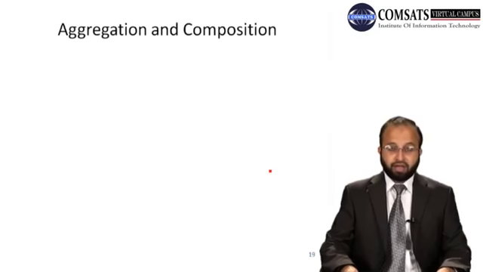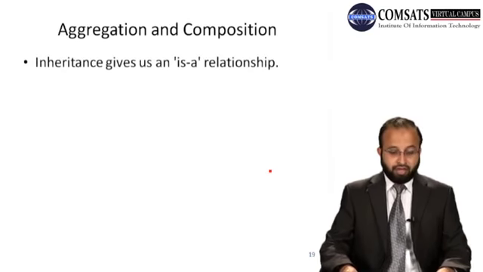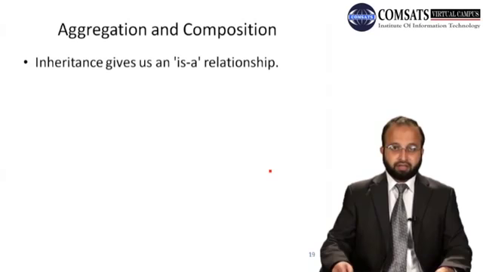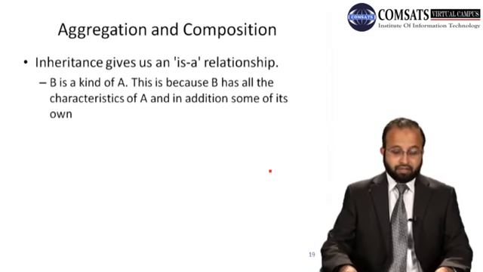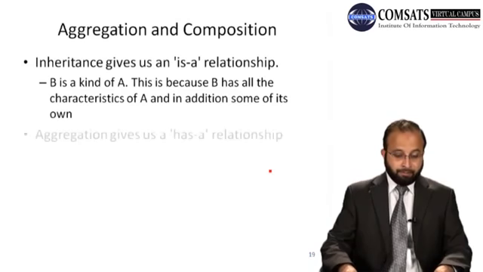Now let's come to the aggregation and composition. So inheritance gives us an is a relationship, that we already know. Manager is a employee, scientist is a employee, laborer is a employee, foreman is a laborer, right? So that is all is a relationship. So A is a kind of B is a kind of A. This is because B has all the characteristics of A and in addition some of its own, right? So B is a derived class, A is a base class.